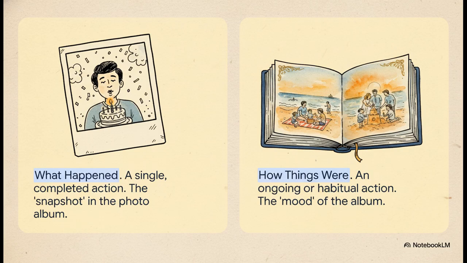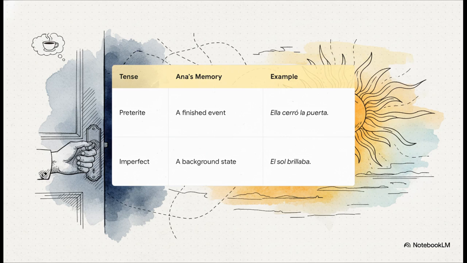The preterite is like a photograph, a single, sharp moment in time that's over and done with. But the imperfect? That's the mood of the entire photo album. It's that hazy, warm feeling of a long-gone summer, the way things used to be. So as Anna is sipping her coffee, she might remember a really specific event. She closed the door. Cerró. That's a snapshot, a finished action.